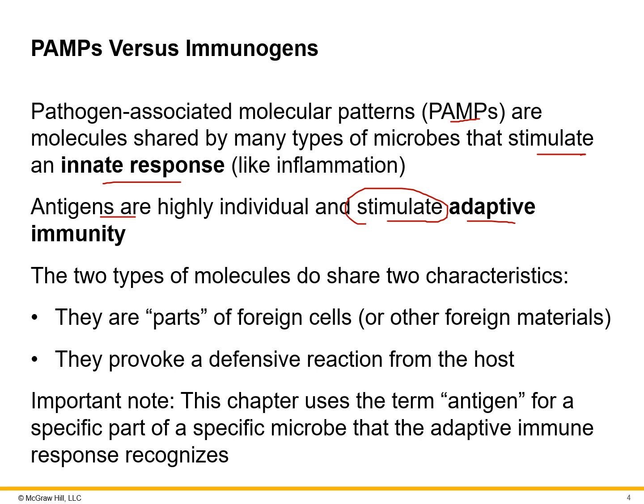And so the two molecules, though, PAMPs and immunogens, do have a couple of similarities. They are parts of the foreign cells. Again, the PAMPs are more like patterns like the LPS, peptidoglycan, whereas antigens are more specific. And they do provoke a defensive reaction. It's just whether it's part of the innate or the adaptive immunity. So again, just for this chapter, antigen is going to be the things that adaptive immunity is going to recognize.